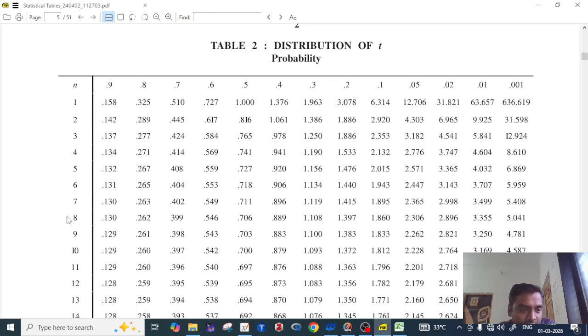Just see n is 10 and 1.812. Okay, 1.812. So its answer is seen at the top, 0.10.